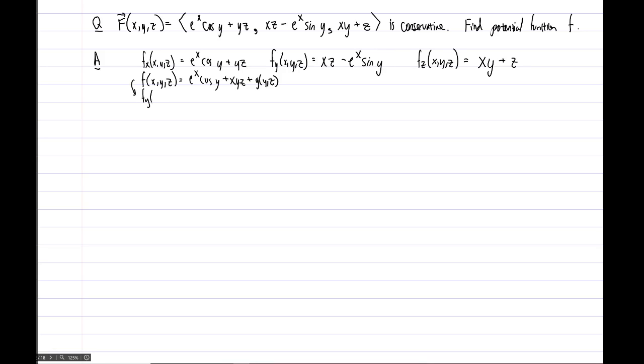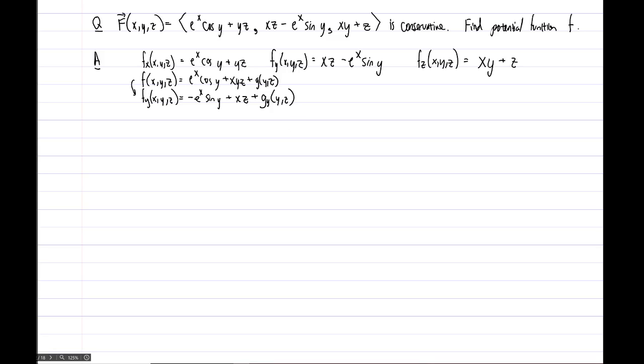And so f sub y, now differentiating with respect to y. So there's a lot of anti-differentiating with respect to a variable and then differentiating with respect to another variable. So f sub y here is going to be, well, e to the x is a constant. Cosine of y differentiates to negative sine of y. So negative e to the x sine of y plus xz plus, now we need the derivative of this thingy here. It can mention y's or z's, the derivative with respect to y. So g sub y of y comma z.